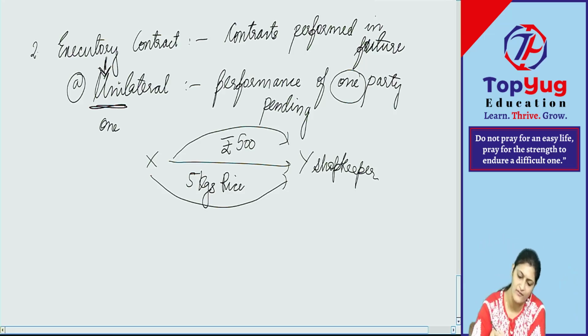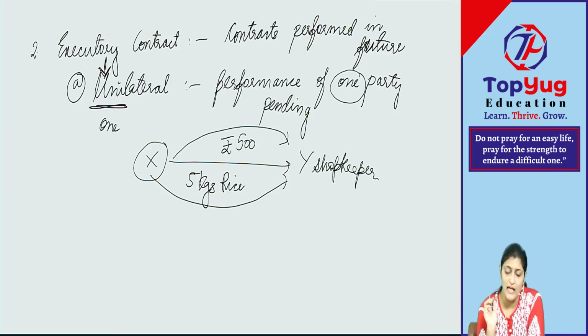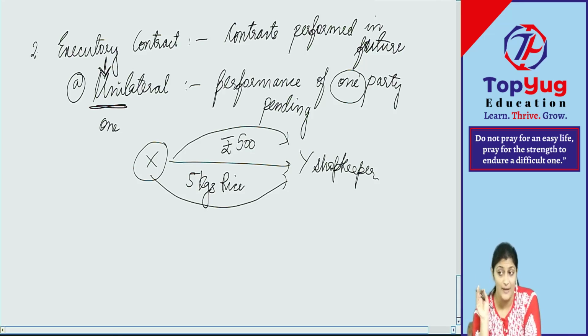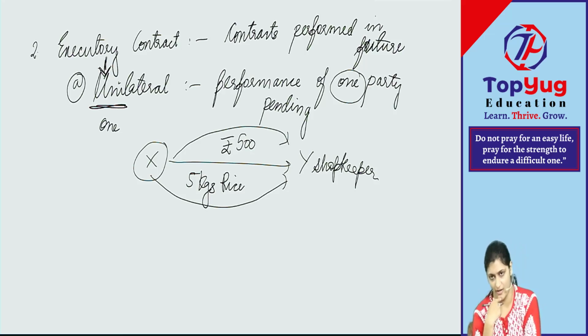Always, whatever X wants, he takes from Y only. So he knows generally the delivery is done by Y to X's house. So here, you tell me who has performed the contract? X has performed the contract by paying the price, but still it is pending from whose side? Y's side. This type of contract is known as what contract? Unilateral contracts. Performance pending from one party's side, those types of contracts are unilateral contracts.